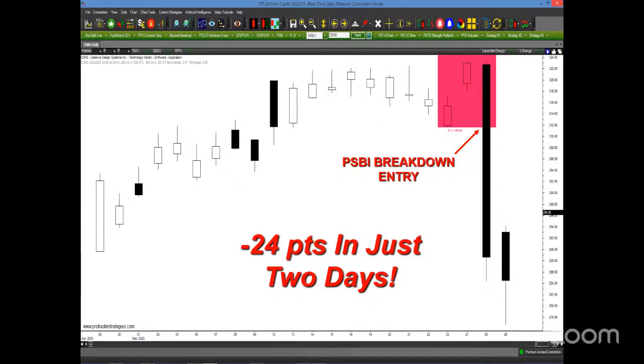So let's say you're just long this stock based on some other strategy, some other parameters, and you just want to use the PSBI to make sure you exit prior to it breaking down.